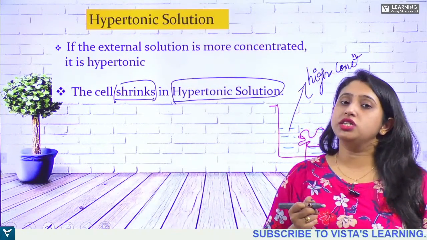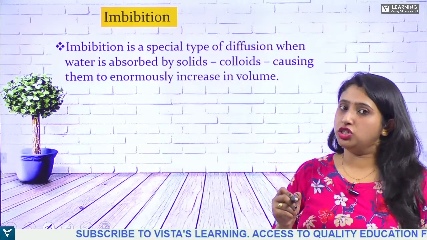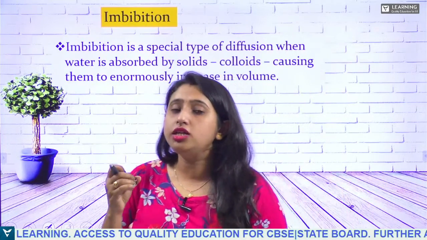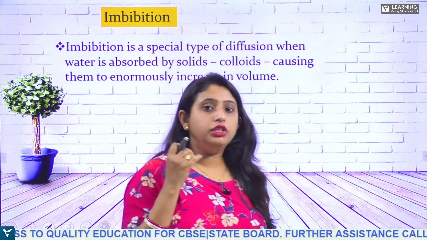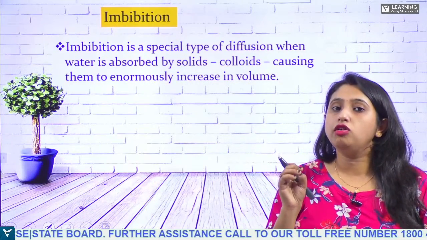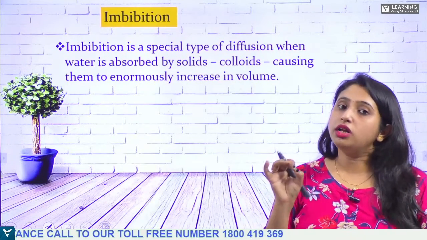So these are the three types of solution we have learned. Now the last topic is imbibition. Now what is this imbibition? That is the solid particles or the solid cells, for example, the wood. The seeds also contain an amount of water. In the seeds of various fruits, water is also present.